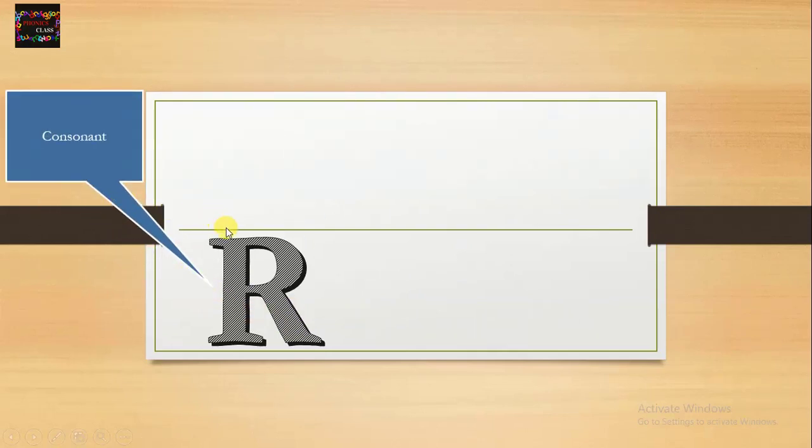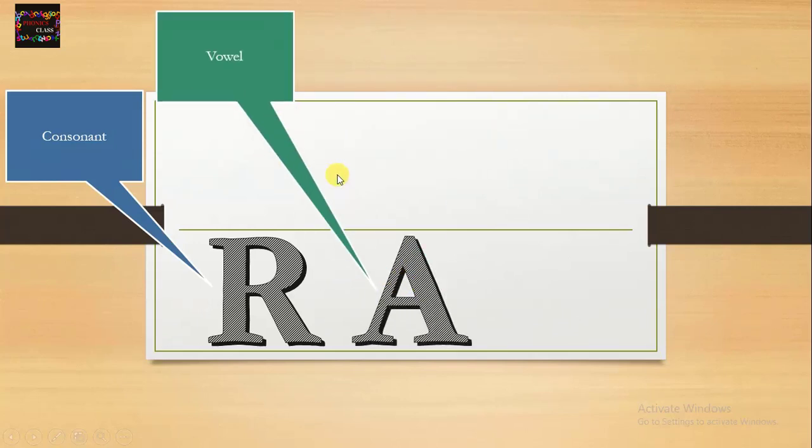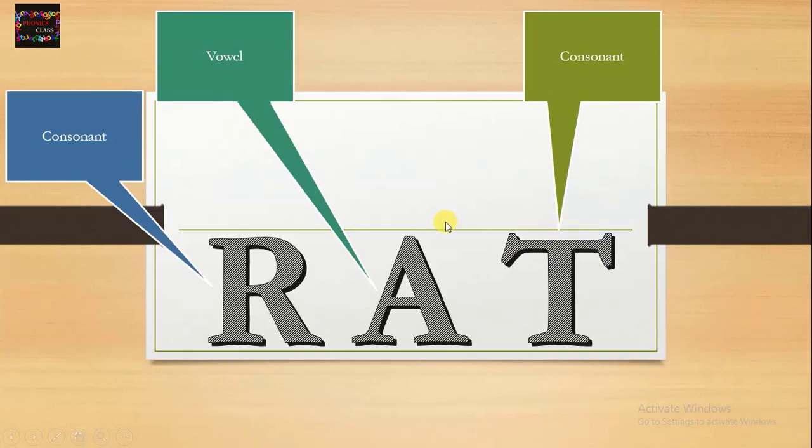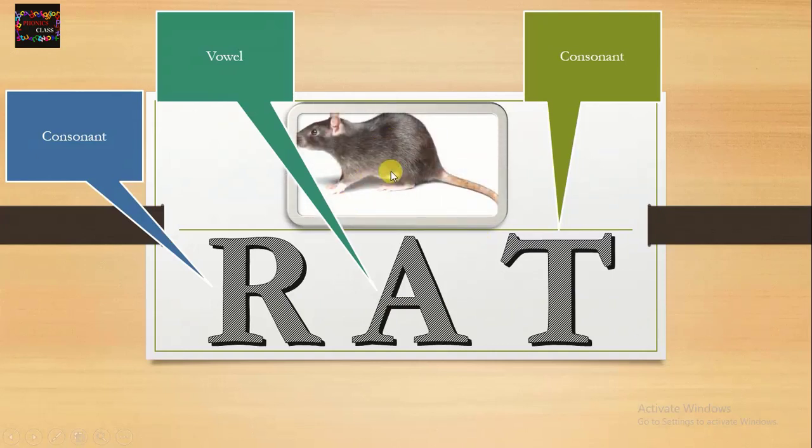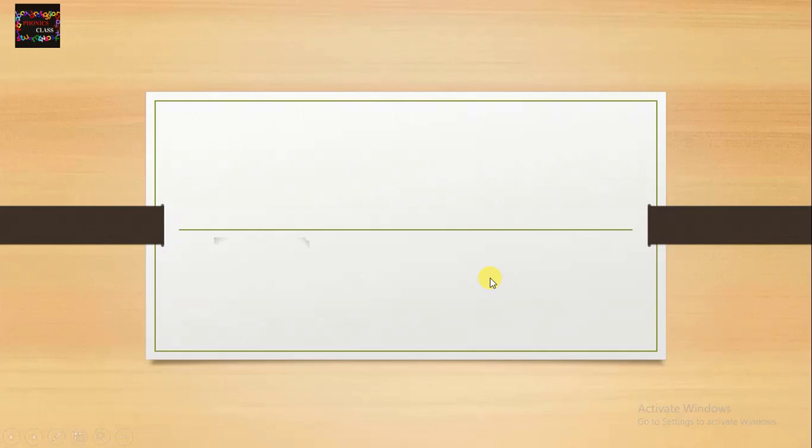The next is letter R. R is a consonant that makes the sound R. The next vowel is A, a short vowel pronounced A. The next consonant is T. T makes the sound T. R, A, T, rat. Okay, a rat is a small animal that can bite anything you don't keep nicely.